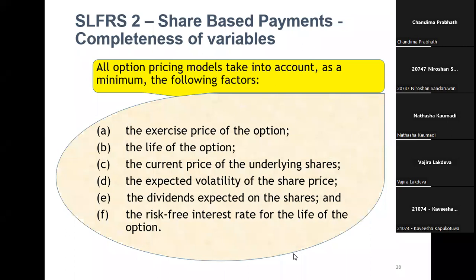Now the exercise price of the option, that is the price at which the employees could buy shares. So that is given in the share option scheme itself. So there is no subjectivity, right? When it comes to the exercise price, then the life of the option, the vesting period, that is given in the share option scheme. The current price of the underlying shares, at the grant date, what is the price? The expected volatility of the share price, the dividend expected on the shares, the risk-free rate for the life of the option. So these are some of the inputs.